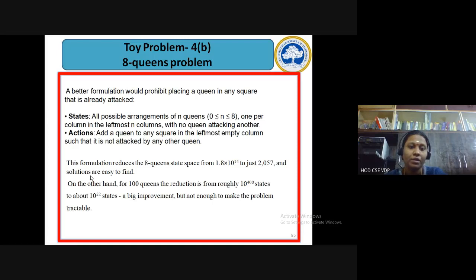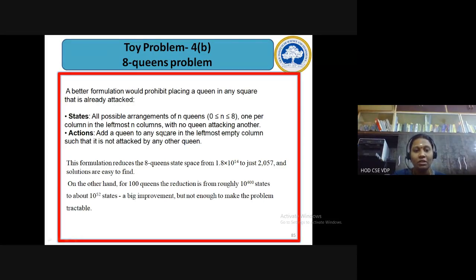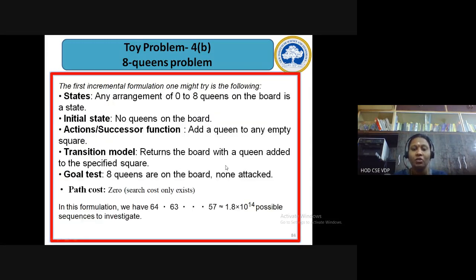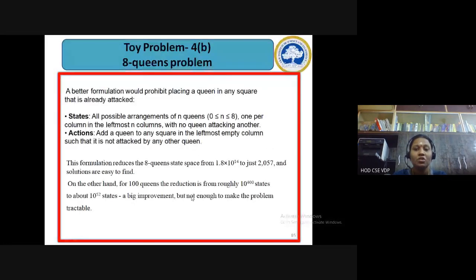Okay, states and actions. Okay, the same thing. When you say n queens, n lies between 0 to 8. These are all the additional information that you have to write while explaining the 8 queens problem, right? And here they say if it is 8 queens, then we have seen it here, 1.8 into 10 to the power of 14 possible investigations. And as you increase the number of queens, this is going to be enormously increased, right?